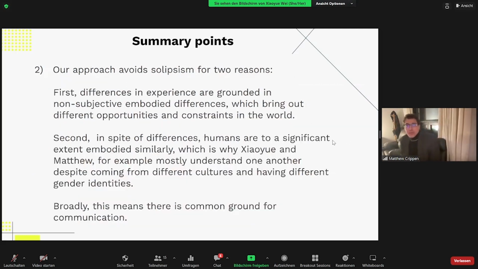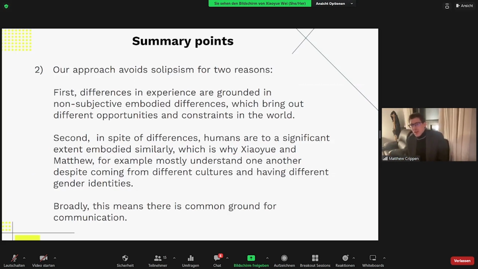Our approach also avoids solipsism for a couple of reasons. First, differences in experiences are grounded in non-subjective embodied differences, which bring about different opportunities and constraints in the world. But second, in spite of the differences that we have as human beings, we're significantly embodied similarly. And for this reason, we actually share quite a bit of commonality in our experiences.